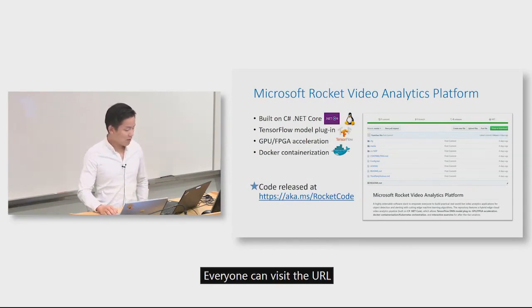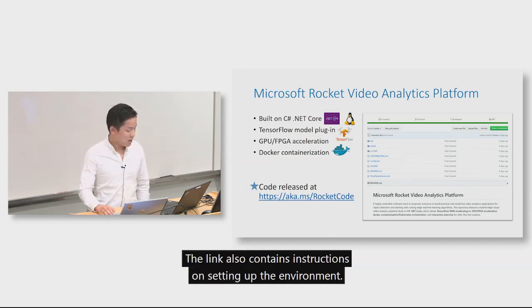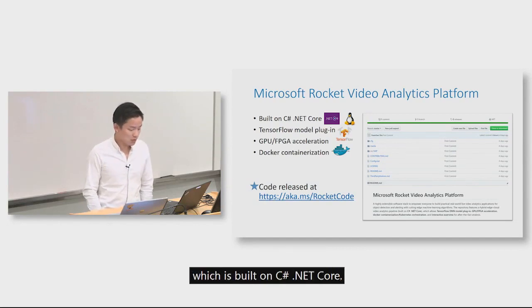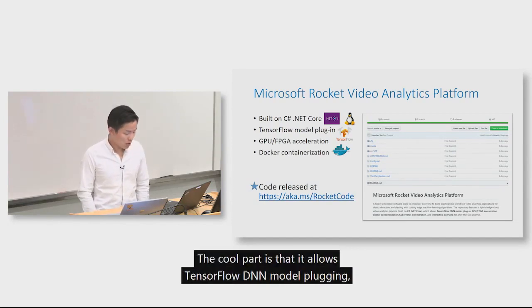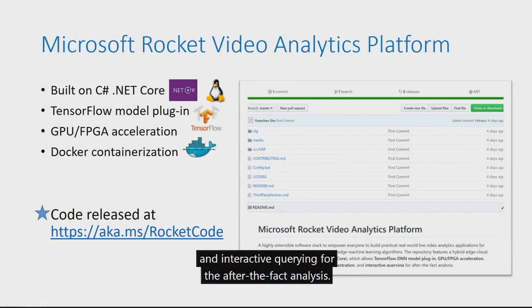Everyone can visit the URL below and clone the repository from GitHub, and the link also contains instructions on setting up the environment. This repo puts together a hybrid edge-cloud video analytics platform, which is built on C# .NET Core. The cool part is that it allows TensorFlow DNN model plugins and GPU and FPGA acceleration, as well as Docker containerization and interactive querying for after-the-fact analysis.